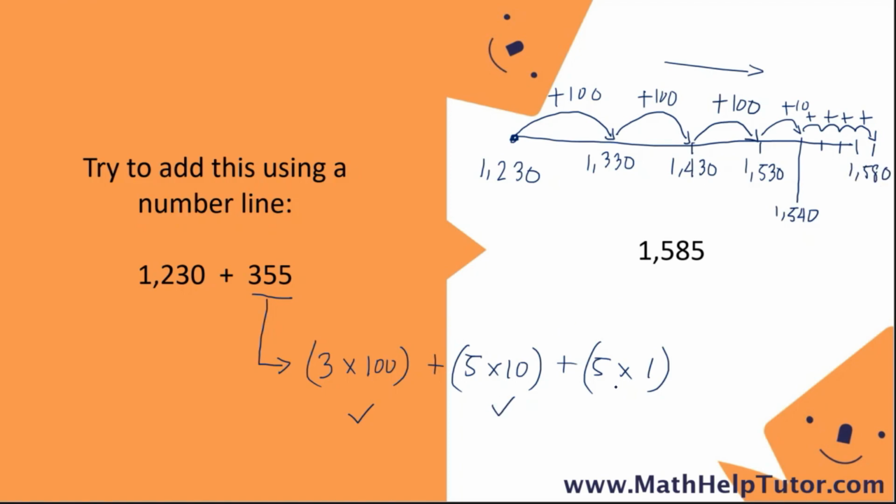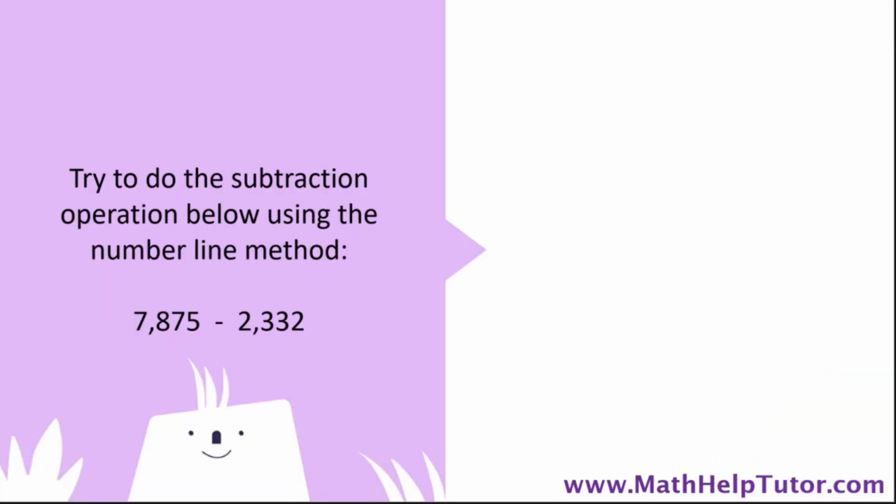Next is we add 5 ones. So 1,580, we add, that's a plus 5. Or you can skip count 5 ones. So 1,580 plus 5 gives us the answer 1,585. Try to do the subtraction operation below using the number line method.